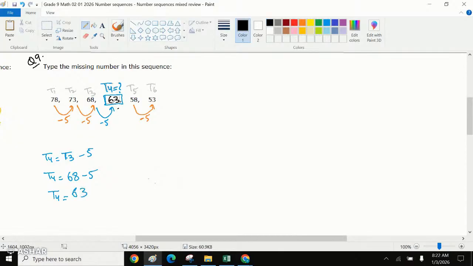Let's prove over here. 63 minus 5 should be 58. Yes, it is. So every term, the next term is being reduced by 5 of its previous term, right? So the pattern over here is a difference of 5 for each term.